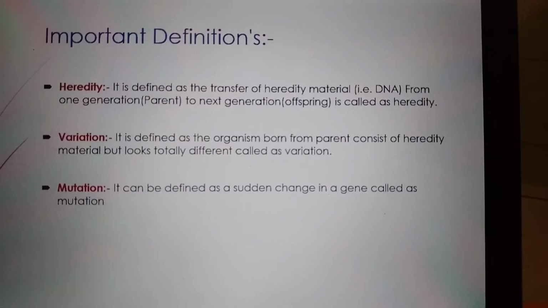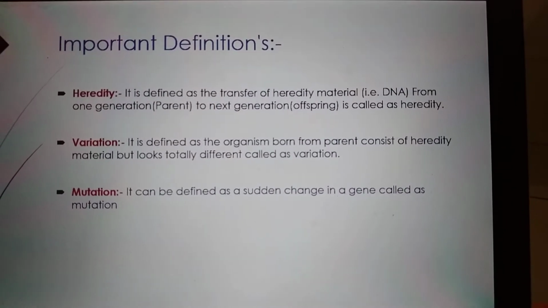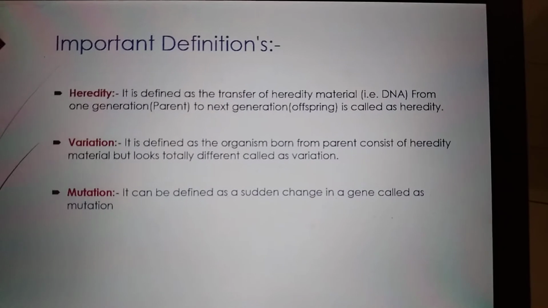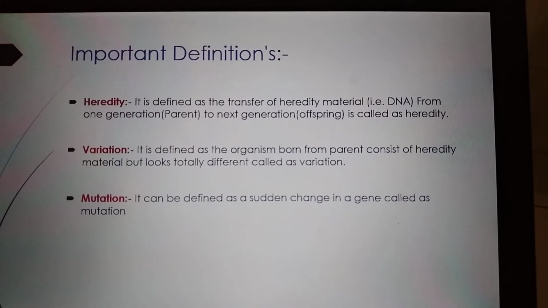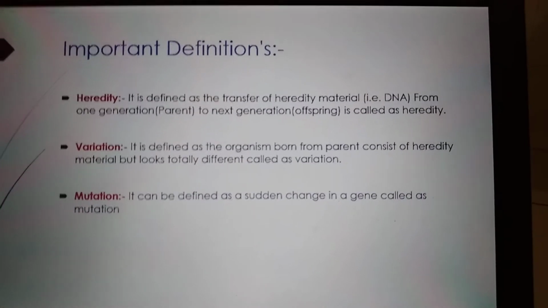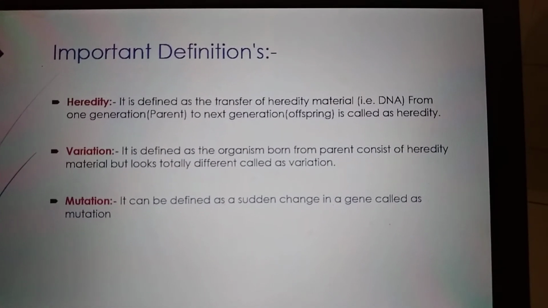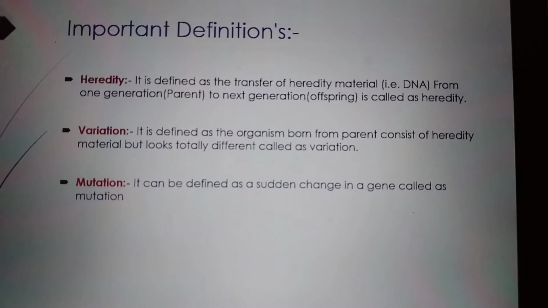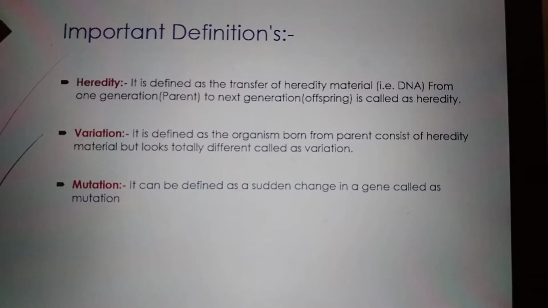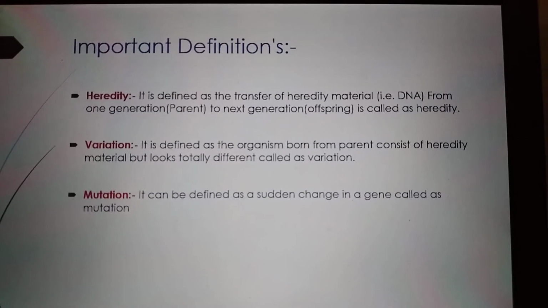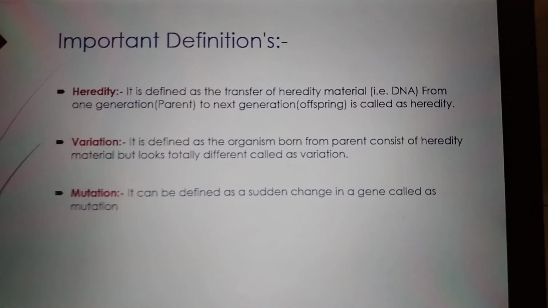Then the second definition is variation. What do you mean by variation? It is defined as: the organism born, meaning we are born from our parents, consists of hereditary material. We are born due to the hereditary material. But do we look similar to our parents? No, we look totally different. This is called variation. Then third is mutation. What do you mean by mutation? It can be defined as a sudden change in a gene, called a mutation.